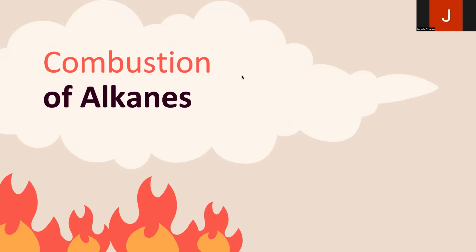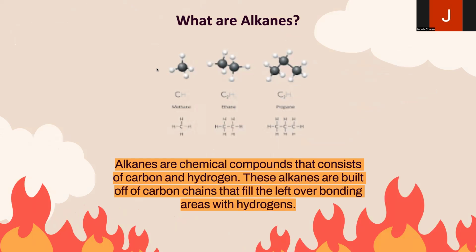Okay. So I'm doing a presentation on the combustion of alkanes. So what are alkanes? Alkanes are chemical compounds that consist of carbon and hydrogen. These alkanes are built off carbon chains that fill the leftover bonding areas with hydrogens.